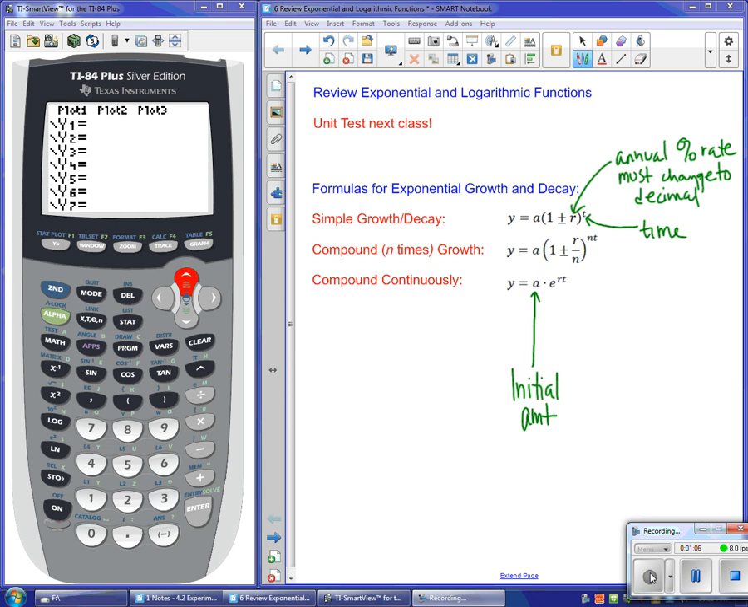The value n here is only used when we're using our compounding formula, and it's only for exponential growth. Even though there's a plus or minus symbol in here, it's actually always going to be growth. And n represents the number of times interest is compounded in a year. And it's really only for interest. It's really a financial formula, so it's really only used when we're dealing with interest that's being compounded, either in terms of a debt that you owe or interest that you're earning.